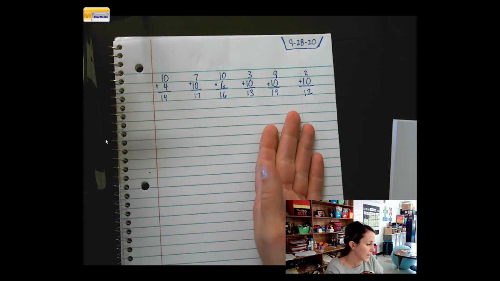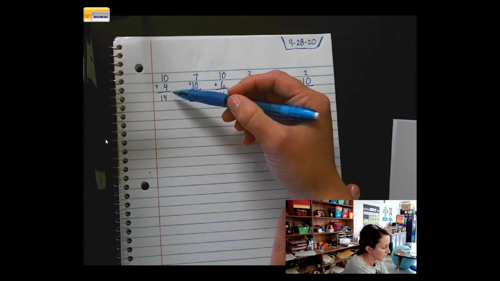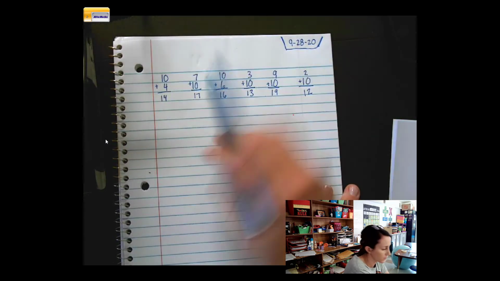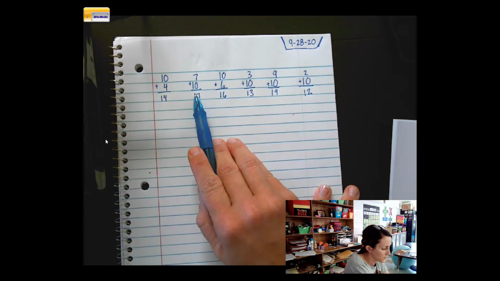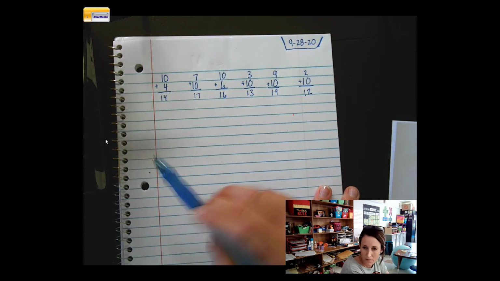Okay, so we know these as add 10 facts. I want you to look back at these facts, and I want you to think which one was the easiest to solve. Which one was the easiest to solve? In the past, some third graders have said like 10 plus 4 is easiest to solve just because the 10's on the top. Sometimes when the 10's on the bottom, it kind of confuses our brain and we think it's harder than what it is.